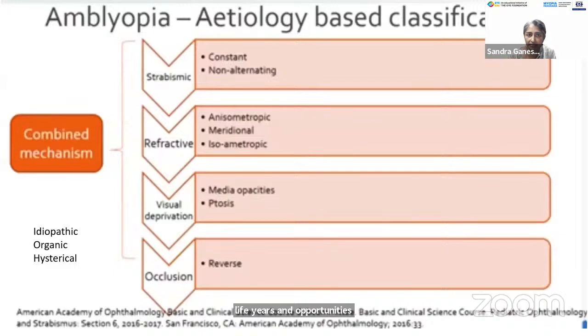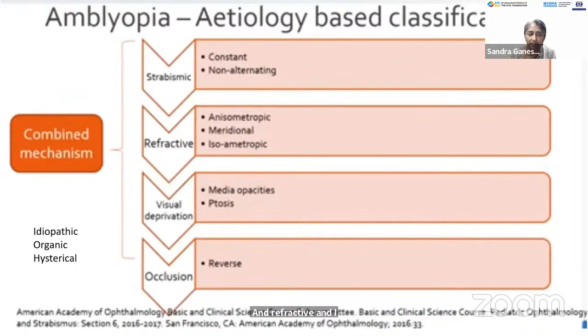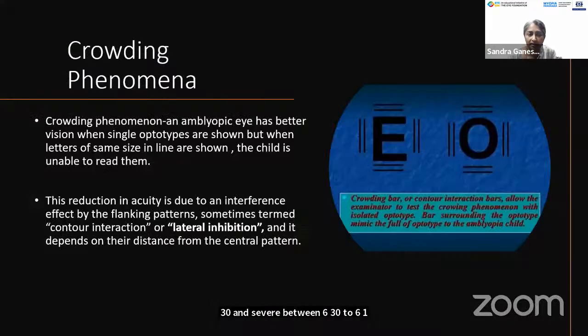Etiology-based classification is into strabismic, refractive, vision deprivation and occlusion, and refractive, anisometropic and isoametropic. There are other etiologies also like idiopathic, organic, and hysterical, which also can come in. And based on the visual acuity, you can classify, as given by PEDIG as early as 2003, into mild, moderate, and severe categories. Mild being up to 6/12, moderate 6/12 to 6/30, and severe between 6/30 to 6/120, or worse than that. And there are certain phenomena which are unique to amblyopia, including crowding.